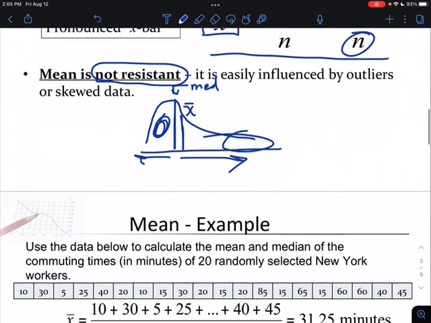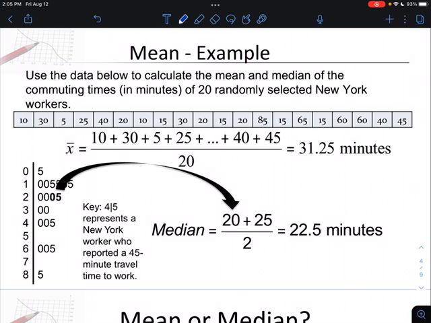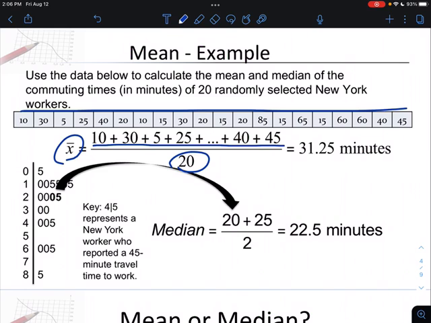As far as calculating the mean, like we said, if I'm given a data set, I've got my values right here, I'm going to add them all up. So I add up all the values up here. I divide by the total number of values, which was 20. And when I calculate that value, my x bar is 31.25 minutes. The units on my mean are the same as the units for my data.